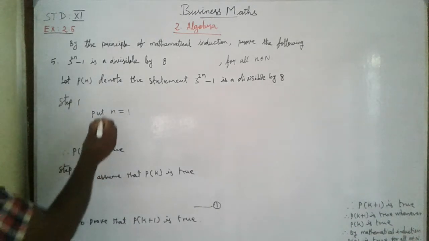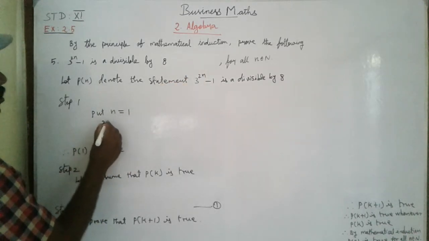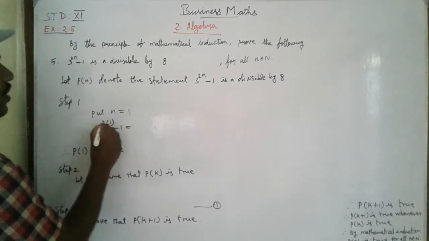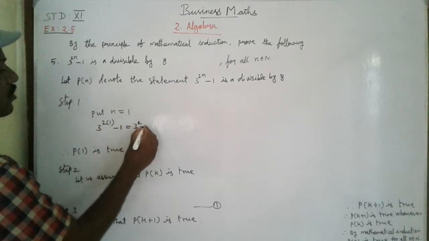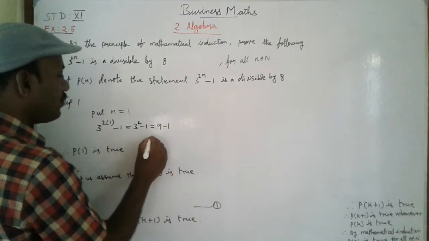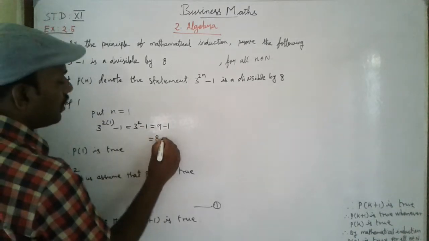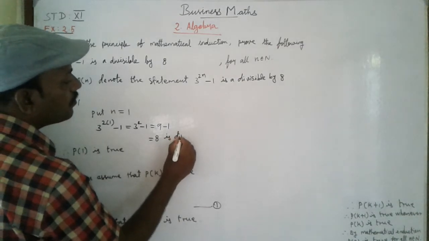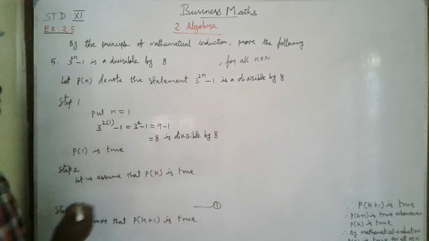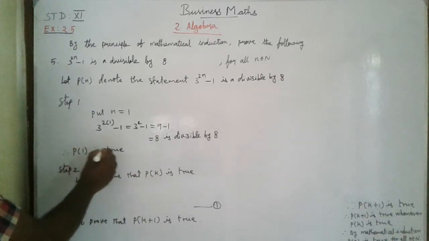Step 1: now, put n equal to 1. Substitute n equal to 1, then 3 power 2 into 1 minus 1 equals 3 squared minus 1. 3 squared is 9, 9 minus 1 equals 8. 8 is divisible by 8. Therefore, P of 1 is true.